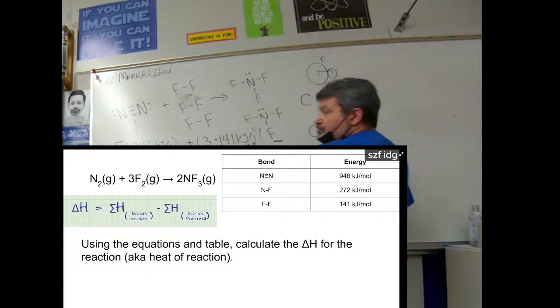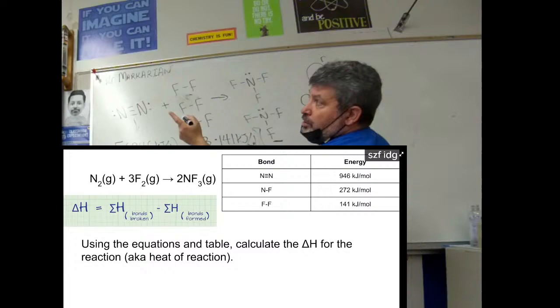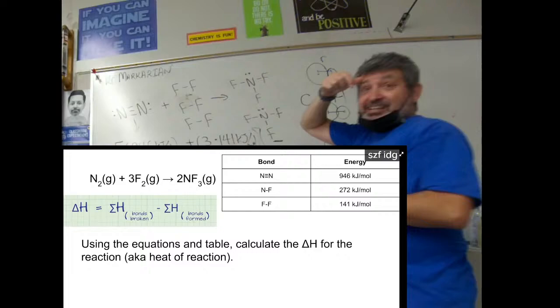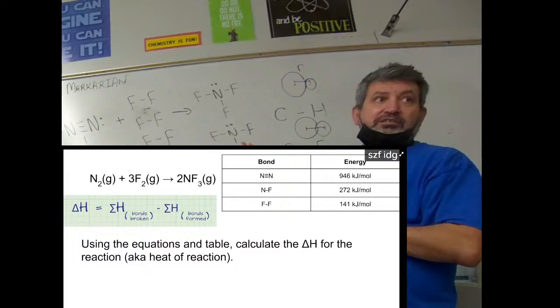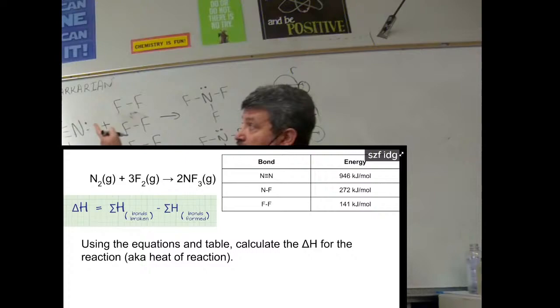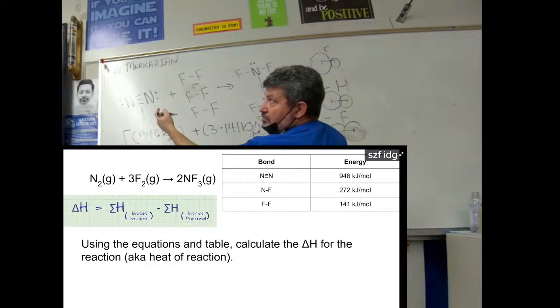Now, the bonds formed, there's just those two guys. But we have how many of those going on? That's what you got to count. This is why I draw it. How many NF bonds are in this whole situation? Is that 6? Yeah. Okay. So it'd be 6 times, what is it? 272? Yeah. Okay.